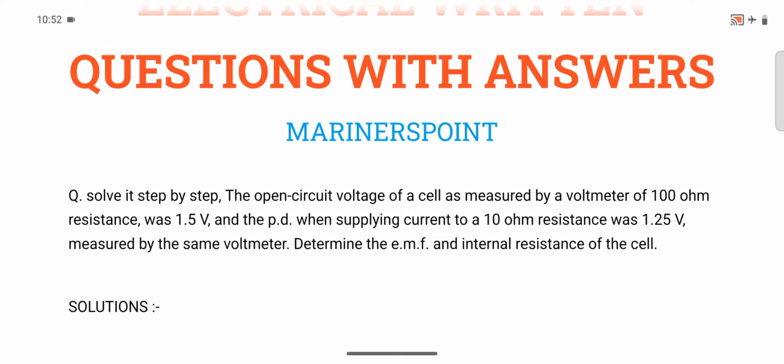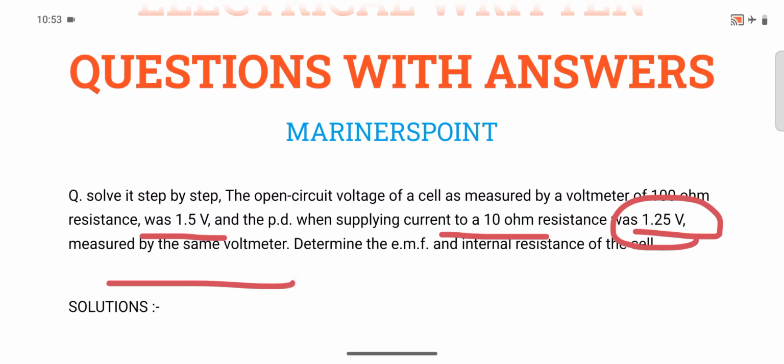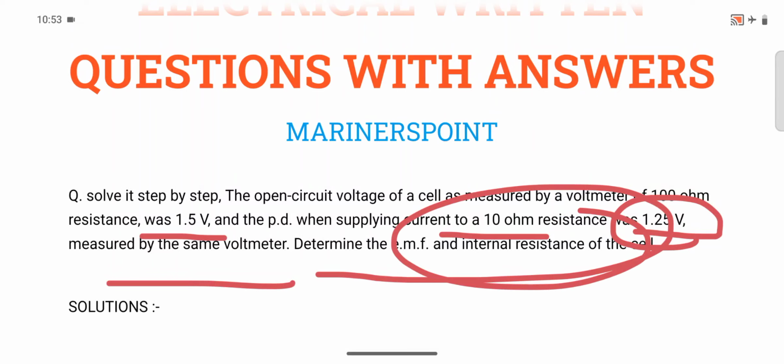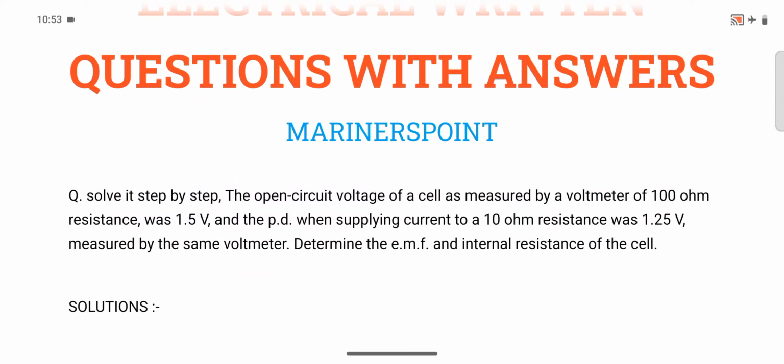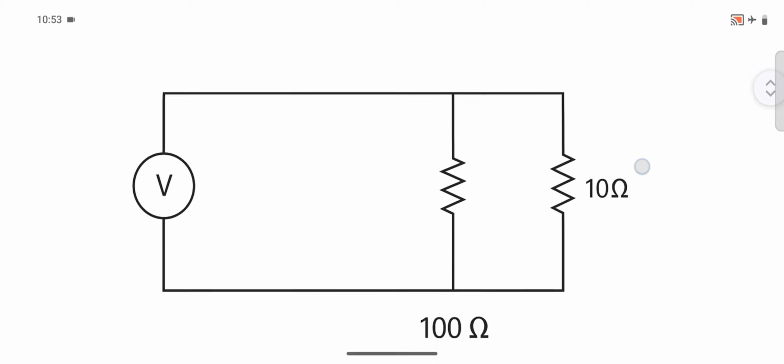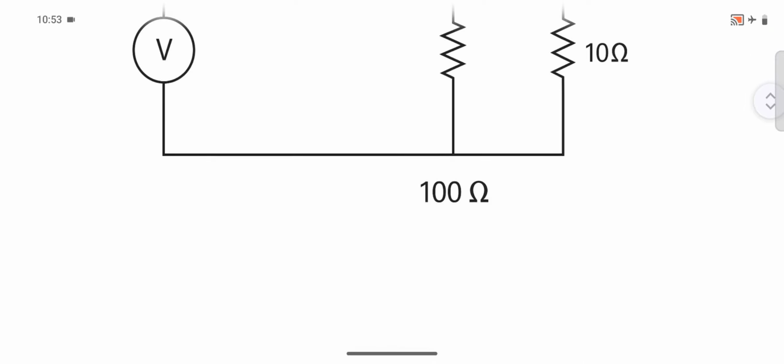The open circuit voltage of a cell as measured by a voltmeter of 100 ohm resistance was 1.5 volt, and the potential difference when supplying current to a 10 ohm resistance was 1.25 volt, measured by the same voltmeter. Determine the EMF and internal resistance of the cell. You can see the image now.